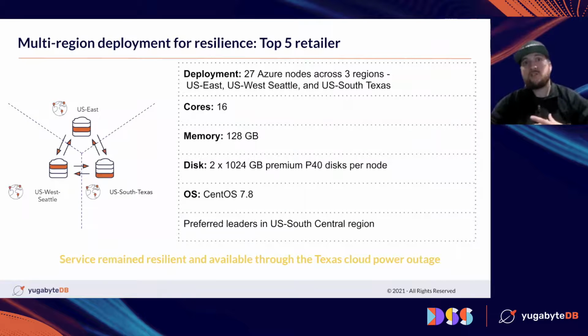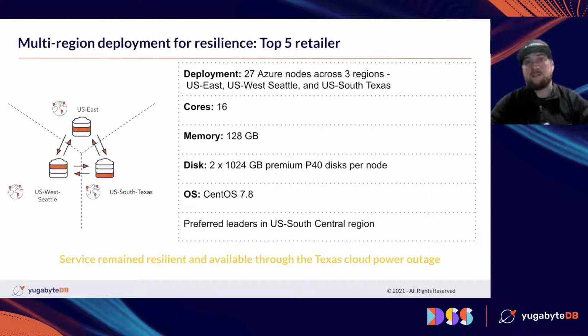Here's how that customer is currently deploying their cluster. It's set up within 3 regions and 9 nodes in each, one in the US East, West, and South. Now, as many of you know, last year there was the major snowstorm that hit Texas that caused power outages across the state. This actually led to the entire US South data center going down.